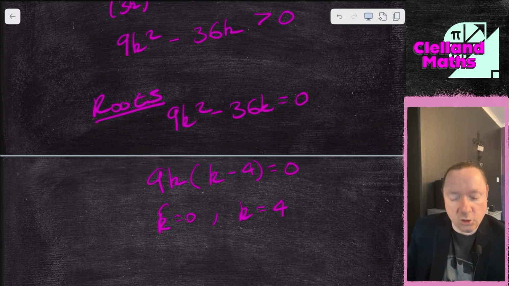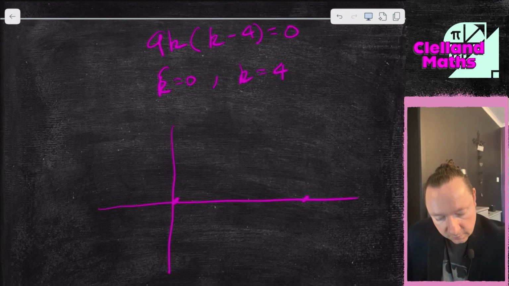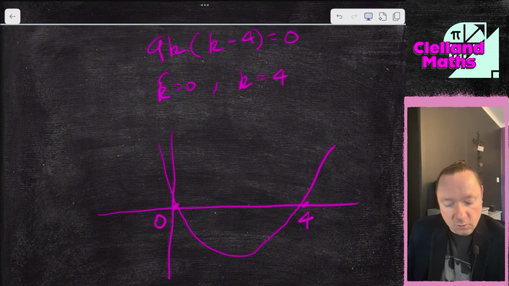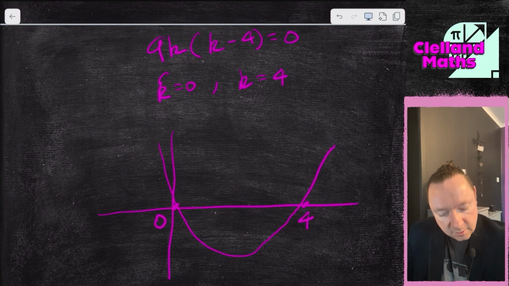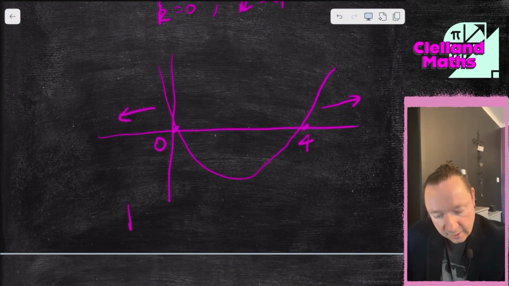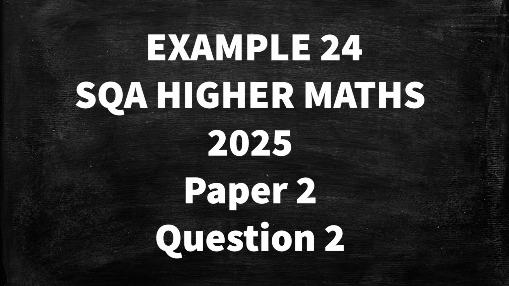So that answers what the roots are, so I draw it. So we've got 0 and 4. It was a positive k squared, so it looks something like that, where that's 4 and that's 0. And it says we want to be greater than 0, so above the x-axis. Well, above the x-axis, I'm continuing that way, and I'm continuing that way. So our final answer is k must be less than 0, or k must be greater than 4 for the range of values. And we're done there.